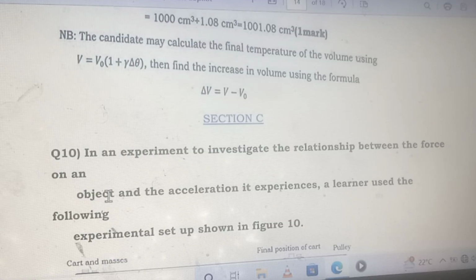Section C has 15 marks. If you know how to plot or draw a graph perfectly, you get your 15 marks.